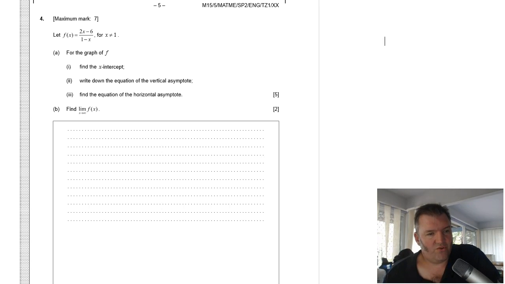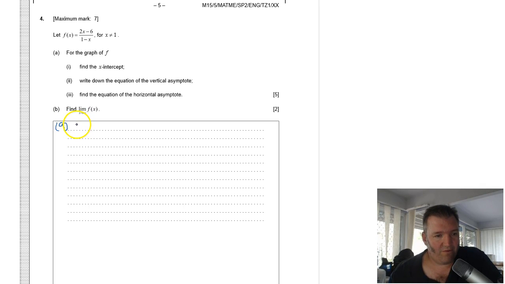f of x equals (2x − 6) over (1 − x), valid for x not equal to 1. For the graph of f, find the value of the x-intercept. Finding the value of an x-intercept, you can use your calculator to do this. Let's do it both ways, just to check it. We've got the time anyway.